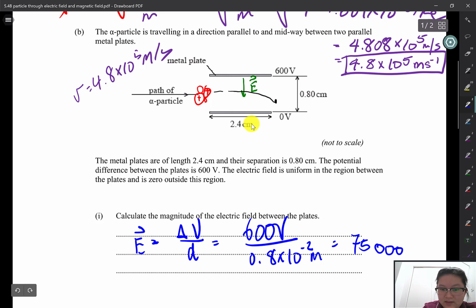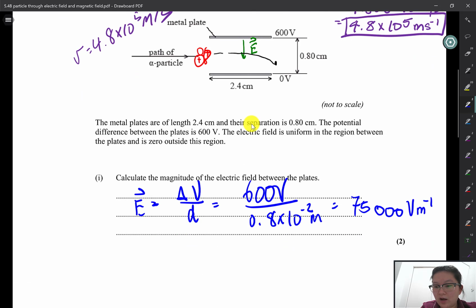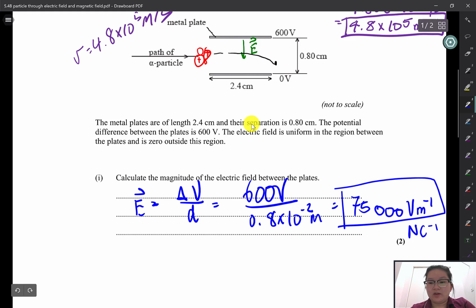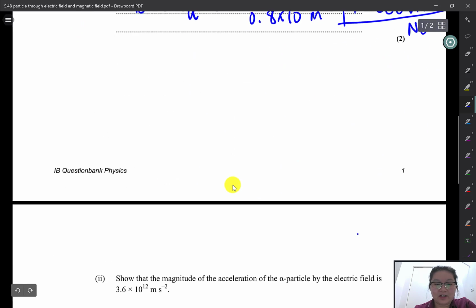which is going to give me 75000. I can either use volt per meter, or I can use Newton per coulomb. Either of these will work. So I'm going to write that one there. Okay, so I now have the electric field.